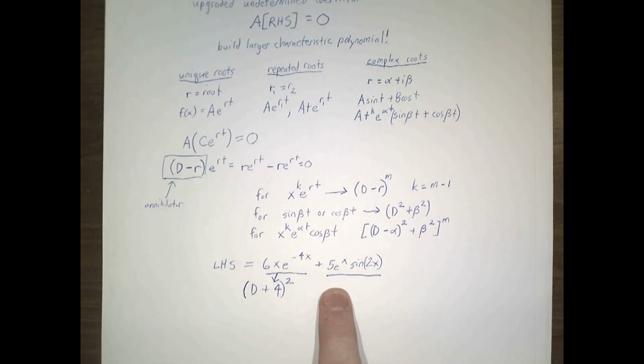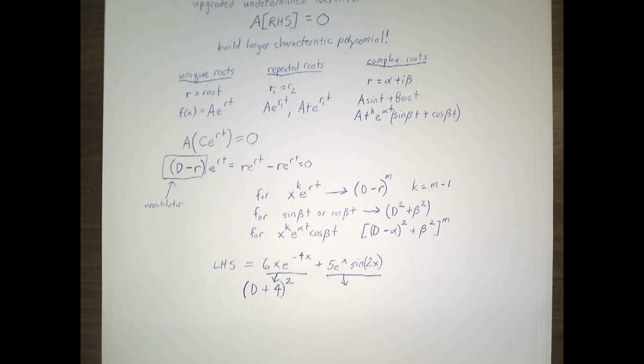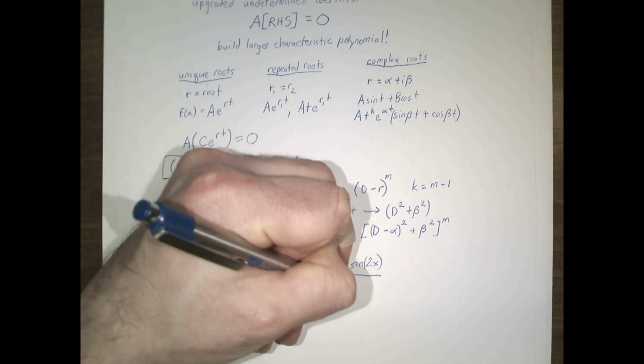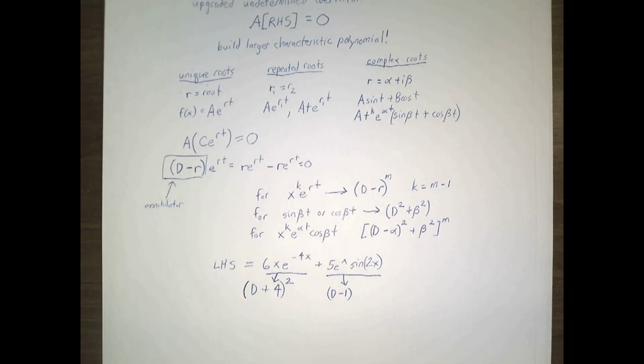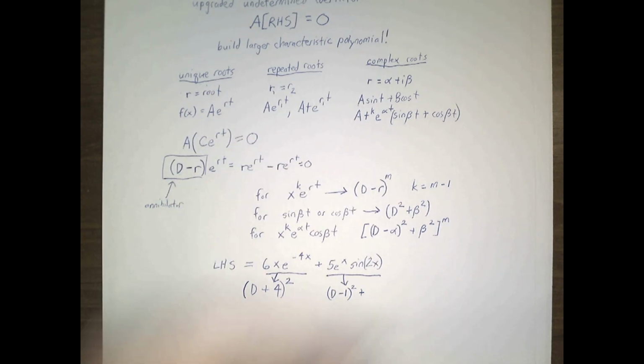This other one here is an exponential times a trig function. So we're going to use this form here, and this should just end up being d minus 1, 1 is the root in the exponential there, squared plus 2 squared, my argument here, which gets us 4.